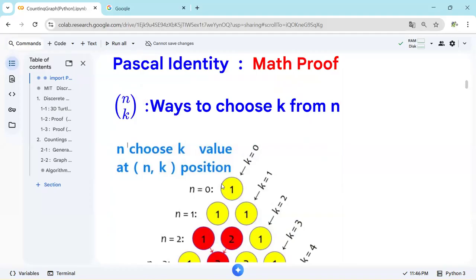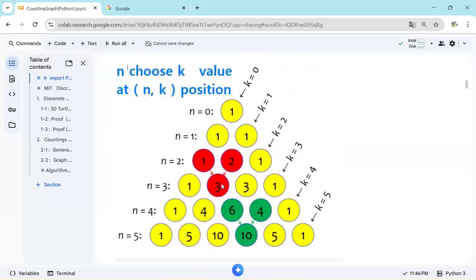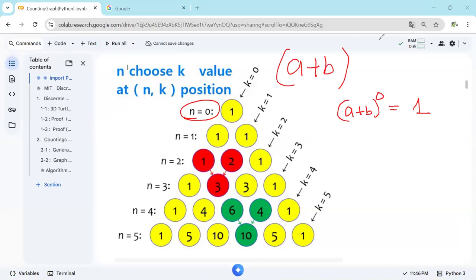This is the Pascal triangle. 1 plus like this. So the Pascal triangle, see, this is, okay, a plus b to the 0. This is 1. Okay. So let's think about (a plus b) to the n. So when n is 0, then you have only 1.